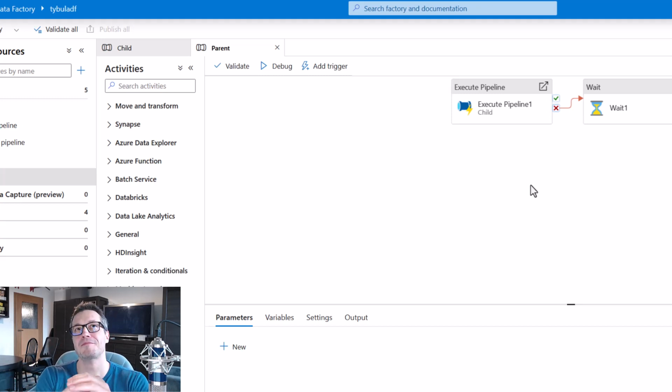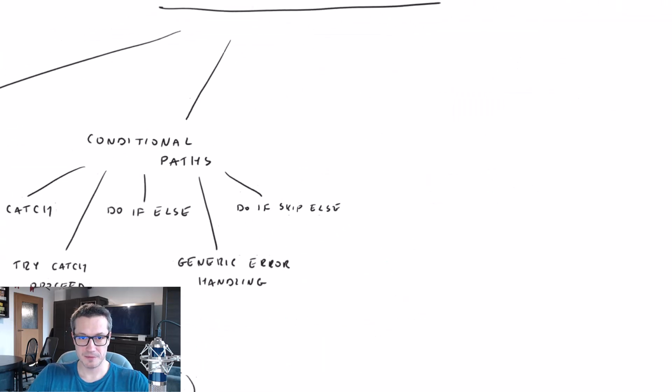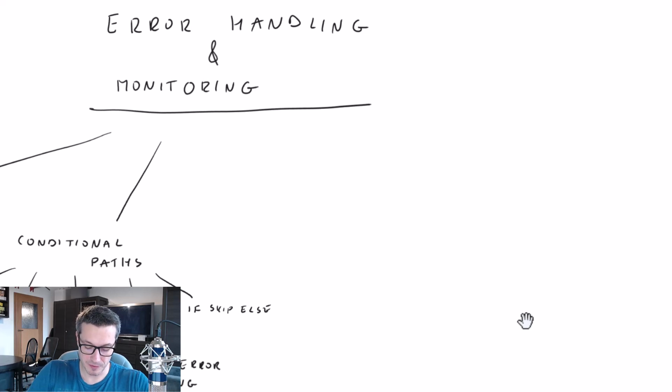All right, so we know how to handle the error. But what if you would like to be notified if something bad happens? How to do this? Here we've got various options. The first one would be to use alerts that are a part of Data Factory.